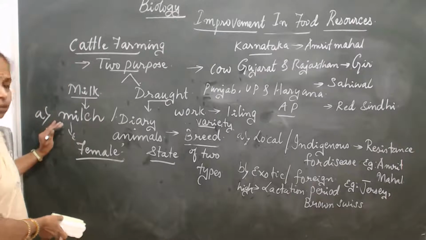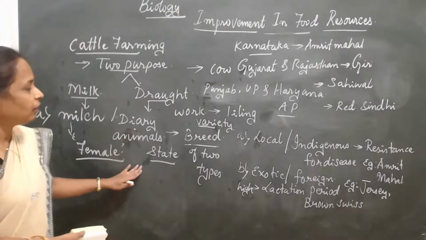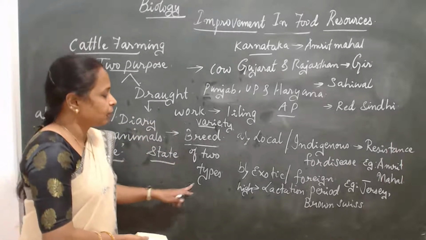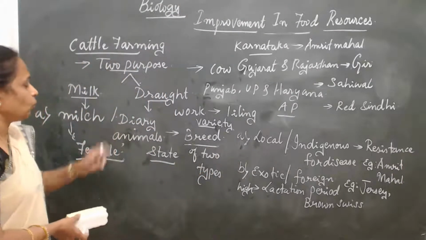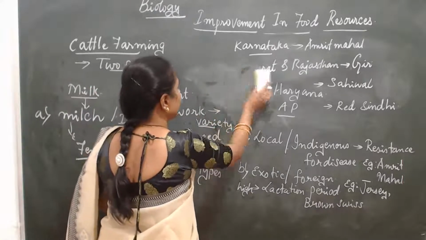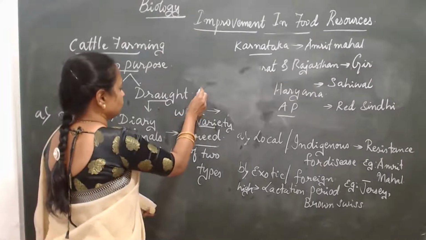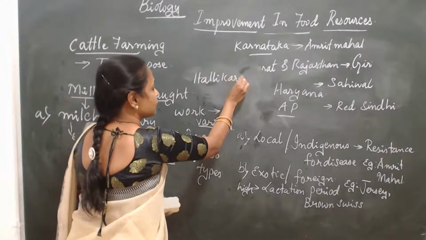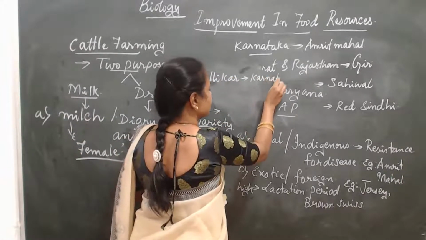So we have studied the milking animals, which are the dairy animals. Under this, we have studied the breeds of the animals, which are classified as local breed and exotic breed. Now, coming to the draught animals. These are mainly targeted for the production of work. When we come to draught animals, Hallikar is a draught animal which is seen in our state, that is Karnataka.